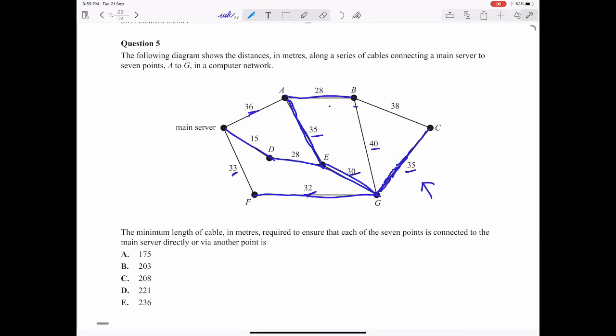So therefore, if you add that up on your calculator, you'll get the minimum length of cable. So 15 plus 28 plus 32... So if you add that up on your calculator, you'll get 203 meters. So therefore B is the correct answer.